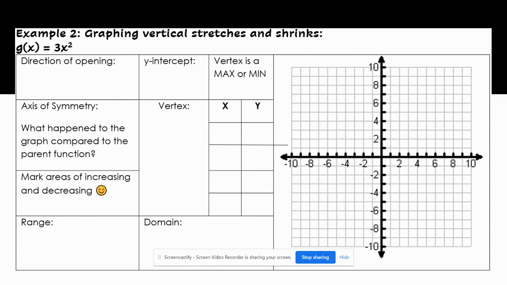Example 2, graphing vertical stretches and shrinks. The x squared would be our parent function. So the 3 being different says that this is going to be a vertical stretch or a shrink. We multiply the y values of our table for the stretch or the shrink.